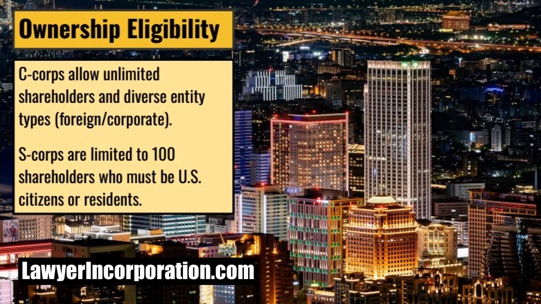C-corporations offer the highest degree of flexibility, allowing for an unlimited number of shareholders, including other corporations, partnerships, and foreign investors. This makes the C-Corp the preferred choice for companies planning to go public or seek venture capital. On the other hand, the IRS imposes strict limitations on S-corporations to ensure they remain small business focused. An S-Corp is limited to 100 shareholders, all of whom must be U.S. citizens or residents, and it cannot be owned by other business entities.